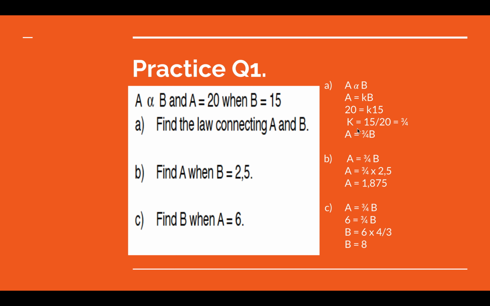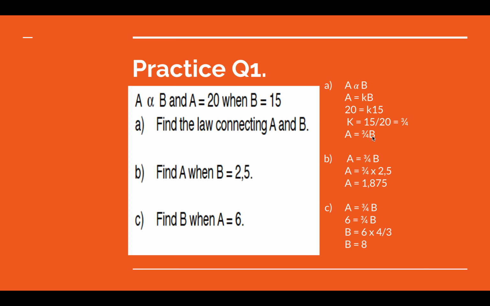So when we go to B and we are told to find A when B is equal to 2.5, well, it's simple. We just take the relationship that we just established, or our law. So A is equal to 3 over 4 B. So A is equal to 3 over 4 multiplied by that 2.5. When B is 2.5, A is what? Is 1.875. Simple multiplication. So you can see how from these first two sets of numbers that were given, we derived this relationship.